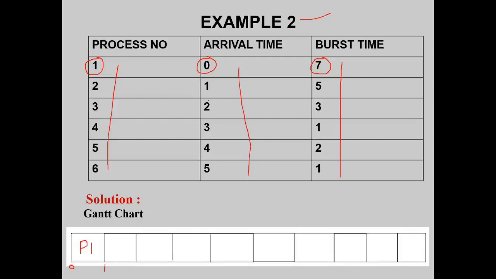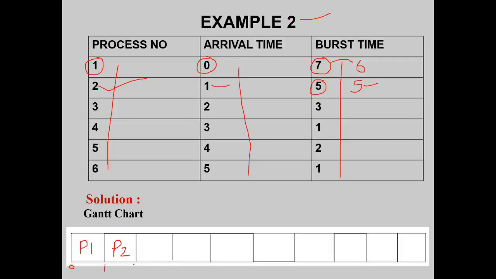Then immediately at unit 1 another process has come, process P2. Now process P1 is executing, and out of 7 it has already completed 1 unit. So 6 units are remaining here, and process P2 has come with burst time 5. Now compare these burst times. So process P2 has less burst time compared to process P1. So allocate the CPU to P2.